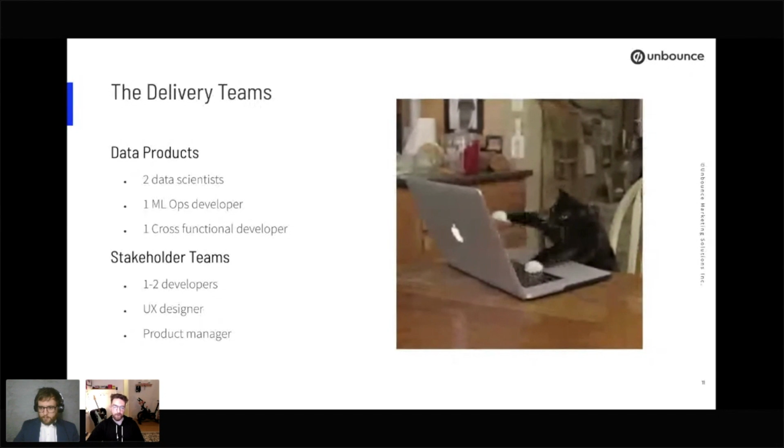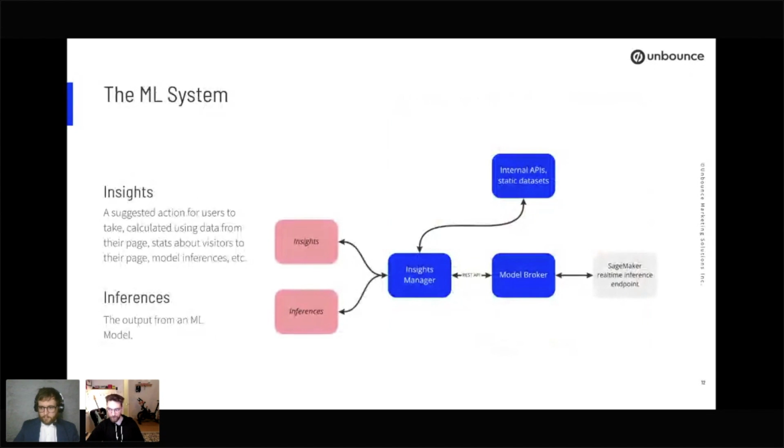And these ML features are released through a system that looks a little bit like this. So most of our inferences from models come from SageMaker real-time inference endpoints, and we have a system called Model Broker, which is set up to field requests to and from those models. And we have another system which we call Insights Manager, which acts as the interface between the ML platform and the UI. And for the sake of this talk, we talk about insights versus inferences, where an inference is the output of a model. An insight is the combination of that inference with other data to produce some kind of suggestion for the user.